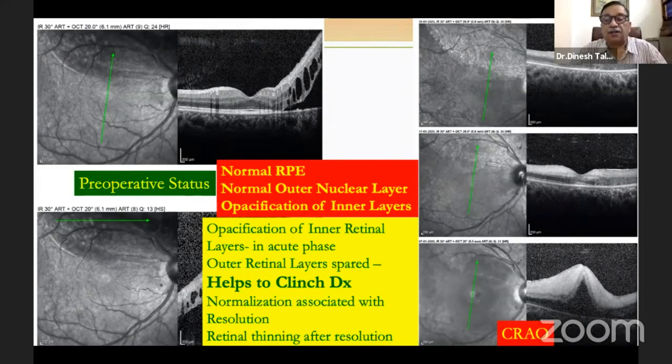With time, once it heals, once it starts resolving, this opacification will go away, but some retinal thinning will be left at the end.